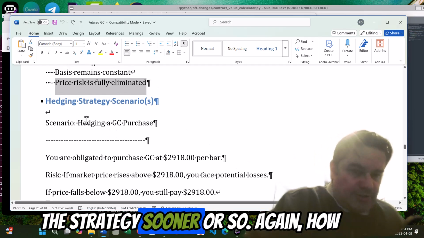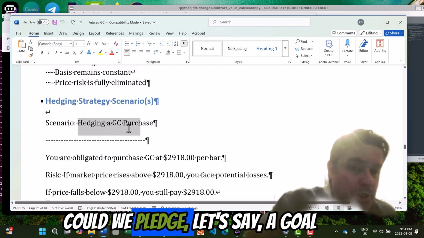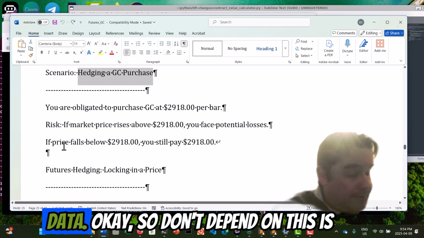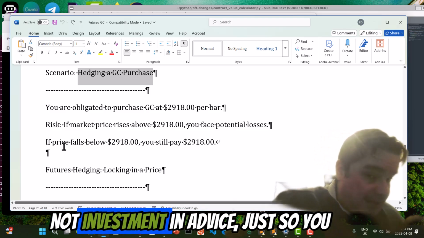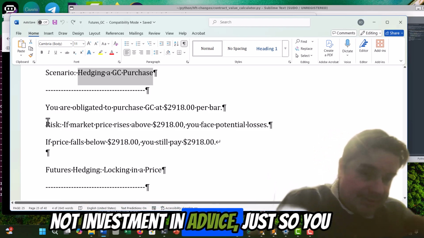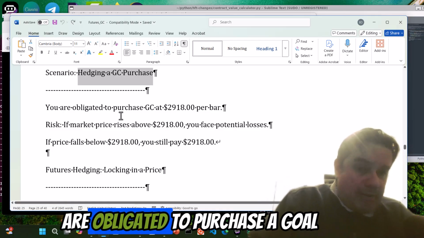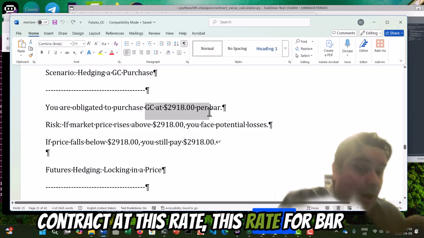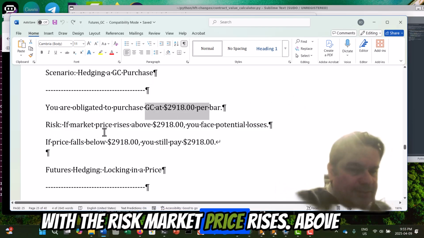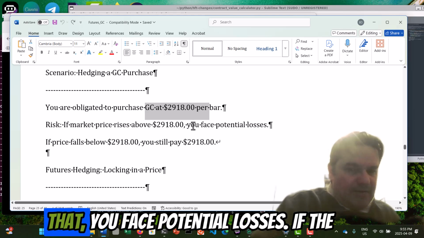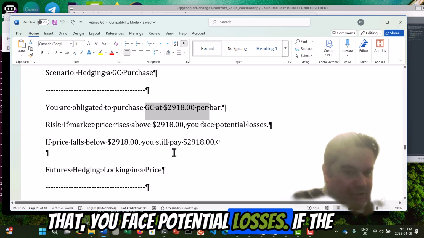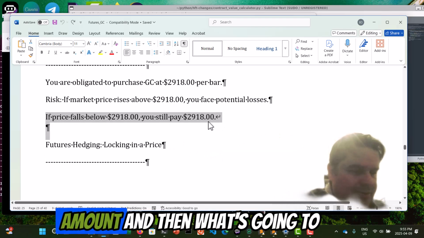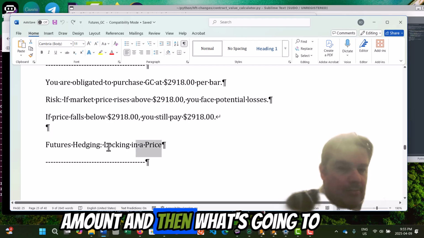Hedging strategy scenario. So again, how can we hedge, let's say, a gold purchase? And again, this is not real data, so don't depend on this. It is not investment advice, just so you know. You are obligated to purchase a gold contract at this rate per bar. With the risk, if the market price rises above that, you face potential losses. If the price falls, you could still pay out that amount. And then what's going to happen?